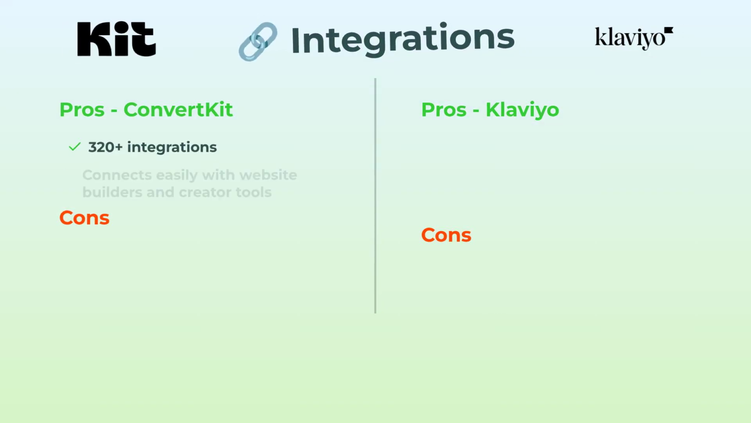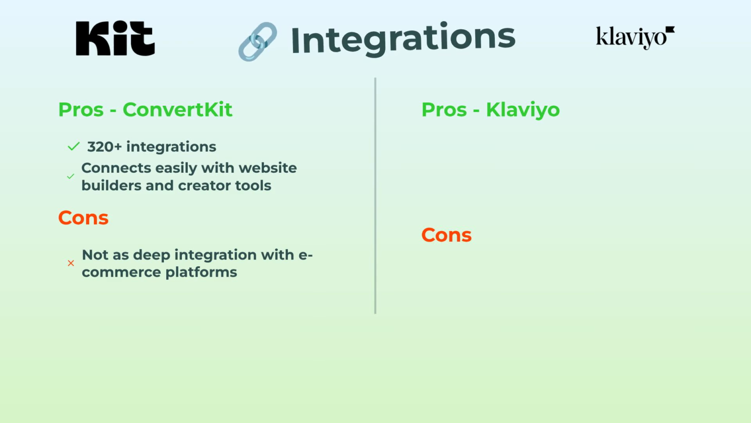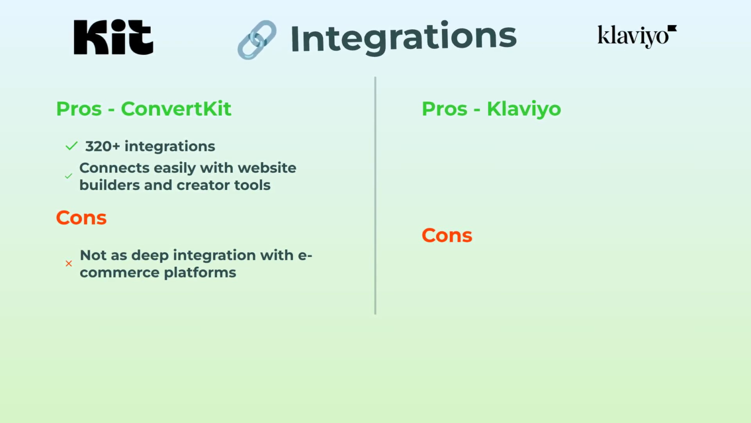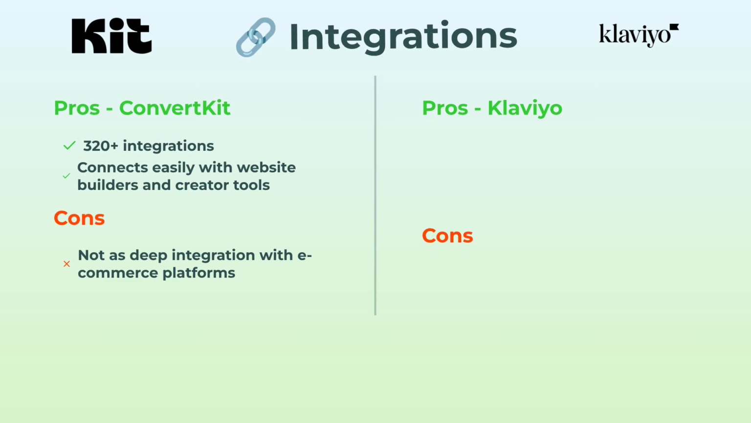Okay, integrations. ConvertKit, surprisingly, has over 320, mostly focused on website builders and creator tools, making it a breeze for non-techie folks. Not so great news if you crave deep e-commerce integrations, though. It's kind of shallow there.